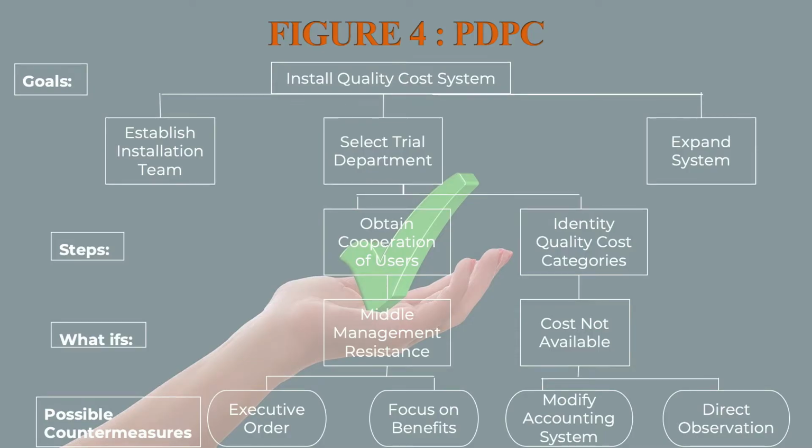So this is the PDPC. In this we are finding install quality cost system. For that we need to have some goals. The goal is the install quality cost system, and then what steps we need to take. So establish installation team. To find out the problem, one team is required. So that is a cross-functional team. Then select trial department. One department one has to identify. Then if it is solved here or we want to expand, then extend the system.